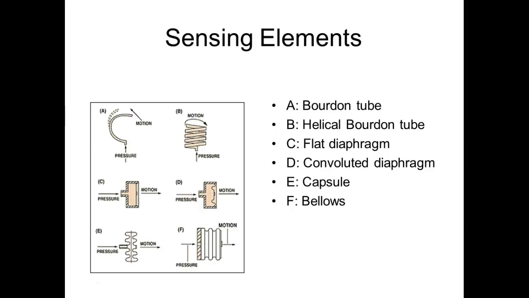So the Bourdon tube is a helical Bourdon tube. Helical means it's in a coil, right? Then we have a flat diaphragm, which is what we have. Then we have a convoluted diaphragm, capsule enveloped. We don't have this one, that's the thing. We do have the bellows and the diaphragm, and we do have the Bourdon tube. We don't have a helical Bourdon tube.